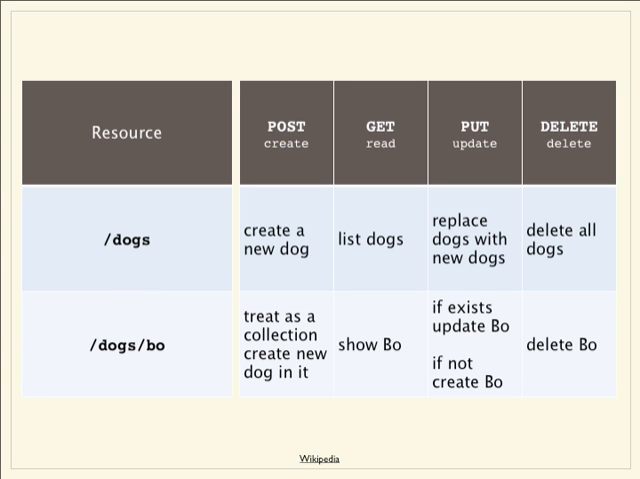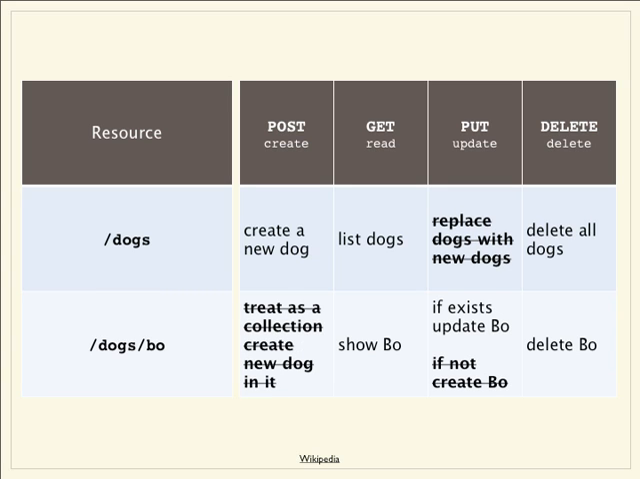Now, this grid was drawn from an article on Wikipedia, which I highly recommend you check out. If you just search for REST Wikipedia, you'll find it. I don't completely agree with everything on this list, and I'm going to highlight the things that I think are a little strange and talk about the things that I think are okay. So if I want to create a new dog, I do a post to dogs. I want to get a list of dogs, I do a get on dogs. I want to delete all the dogs, I do a delete on dogs. If I want to get a specific dog, I do a get on Bo. If I want to update something about Bo, like maybe he was standing, now he's sitting, I'll do a put on dog/Bo. And if I want to delete Bo, I do a delete on Bo.